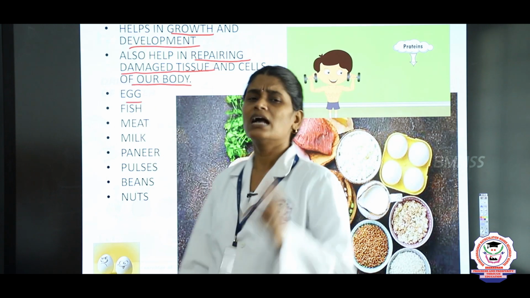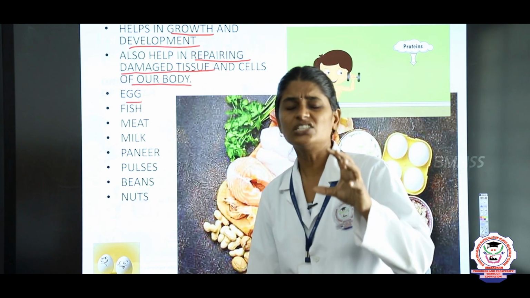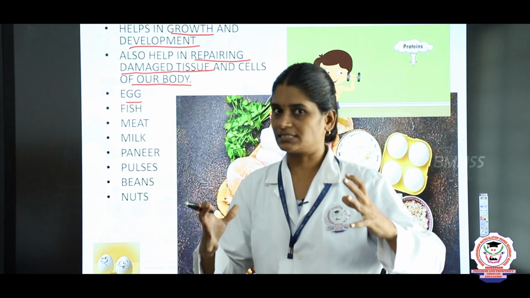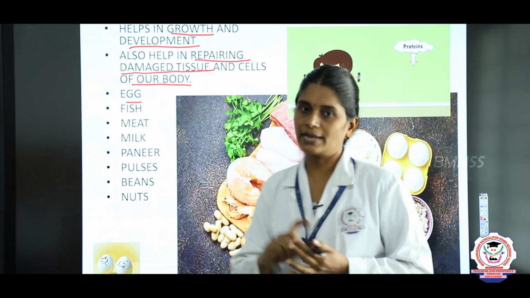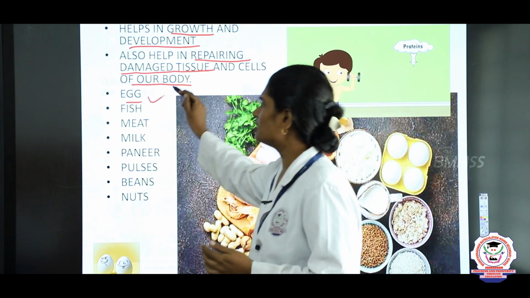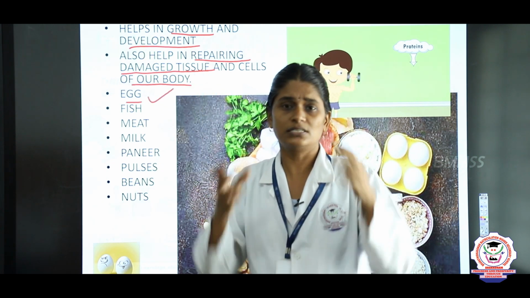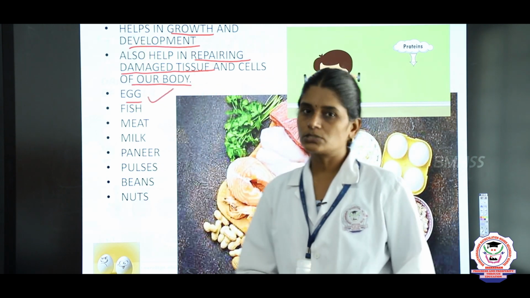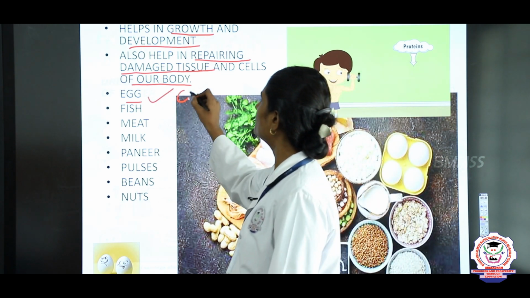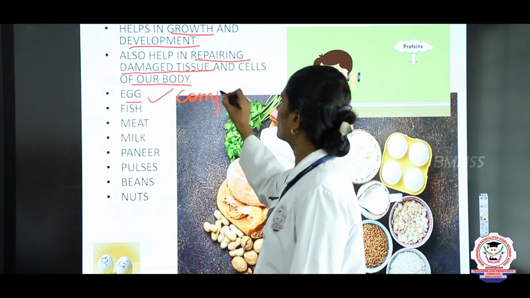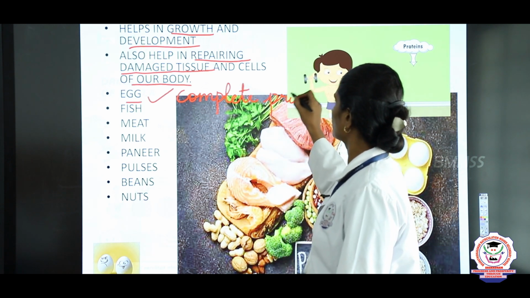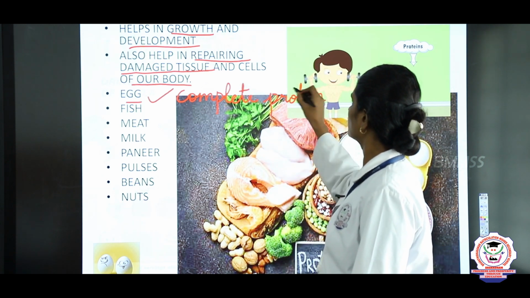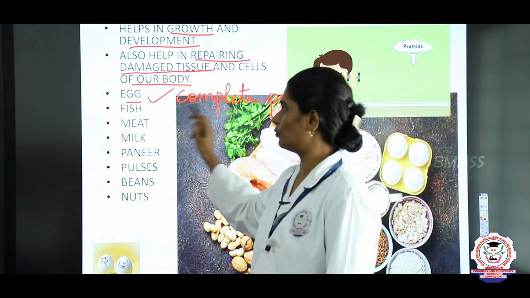Egg is a complete protein. Proteins are made up of many amino acids. Amino acids are the simplest substance of proteins, right? This egg contains all the essential amino acids that our body needs. So that is why egg is a complete protein.